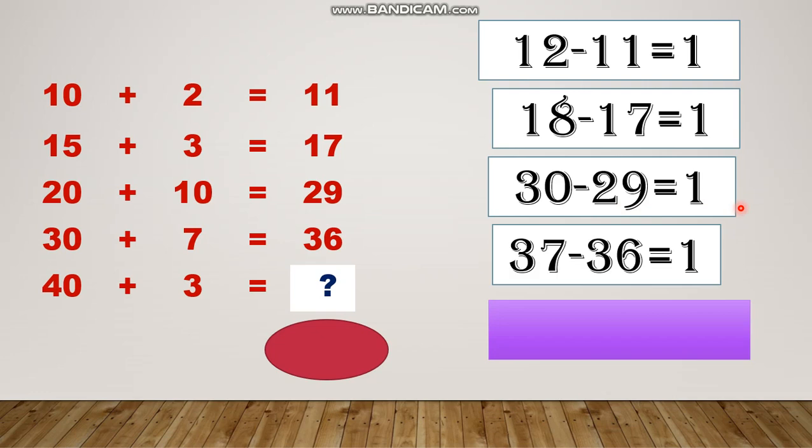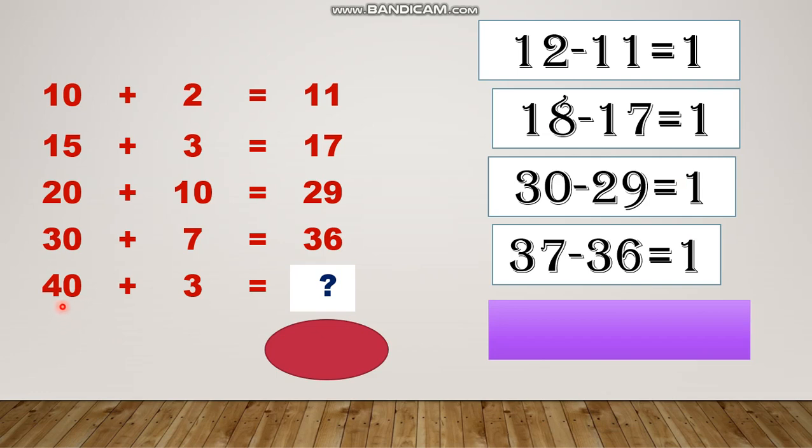Then the fourth one: 30 plus 7 is 37, the given answer is 36, and 37 minus 36 is 1. The standard pattern here is that in every actual answer, they have subtracted 1. That is minus 1, minus 1, minus 1, minus 1.